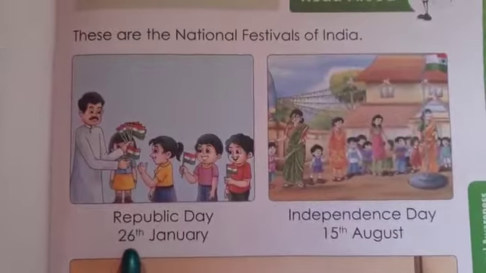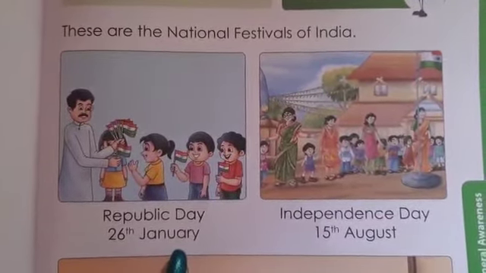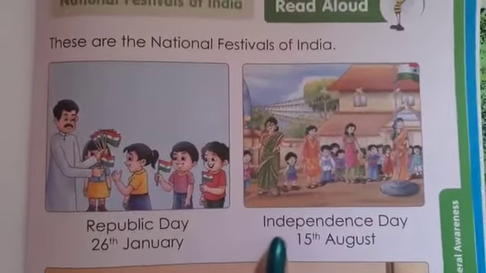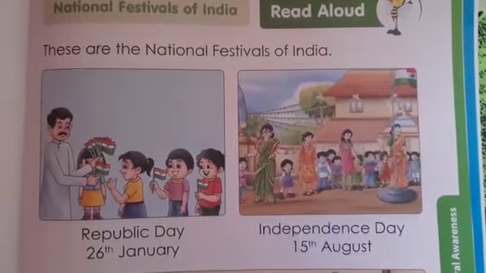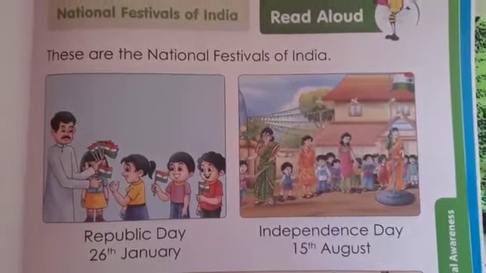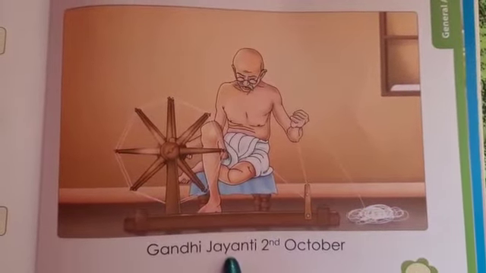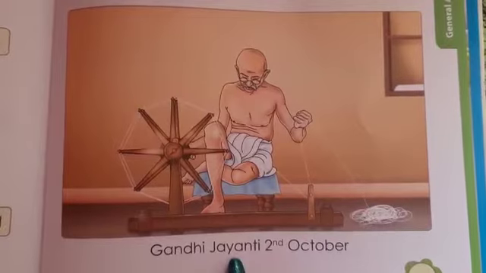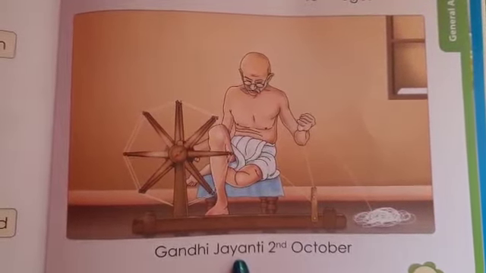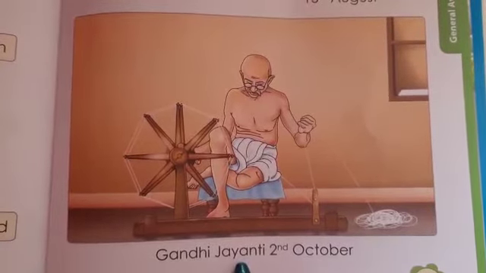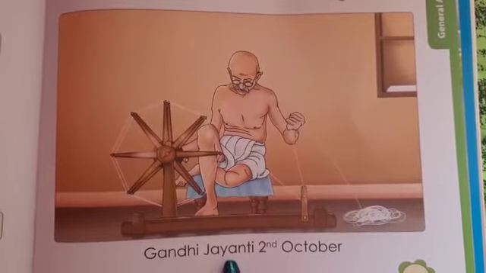Republic Day. 26th January is celebrated as Republic Day. Independence Day. On 15th August, we celebrate Independence Day. Gandhi Jayanti. On 2nd October, we celebrate Gandhi Jayanti. It is the birthday of Mahatma Gandhi, who is the father of our nation.